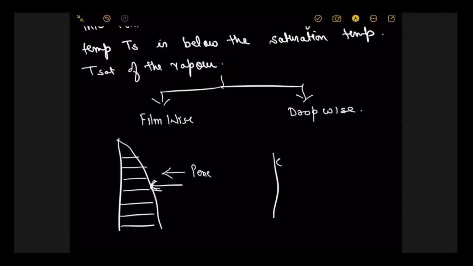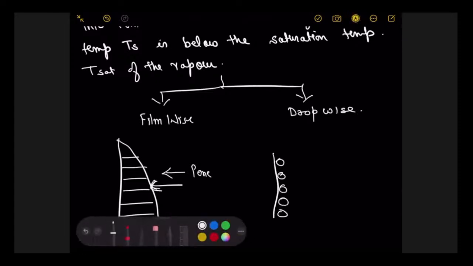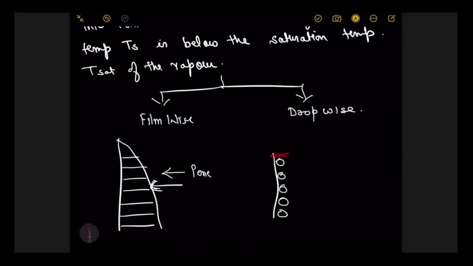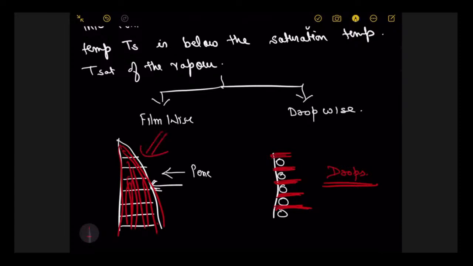In drop wise, what will happen? There will be drops. So in drop wise, new surface area is always available for the condensation. But here, if you see, there will be thickness of a film. So surface area is not available for the heat transfer. So that is why film wise condensation is not good.